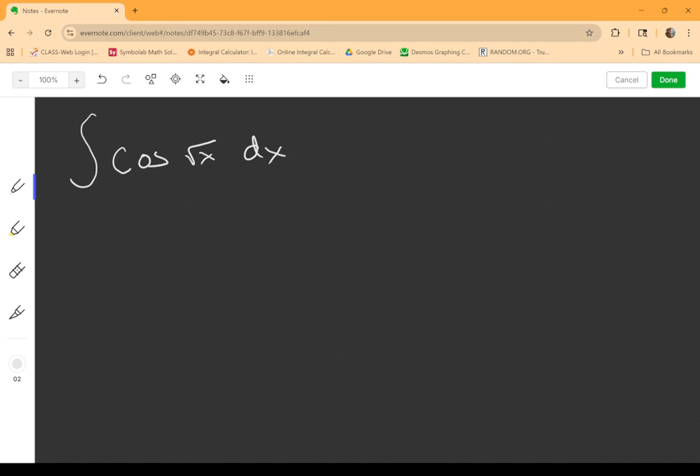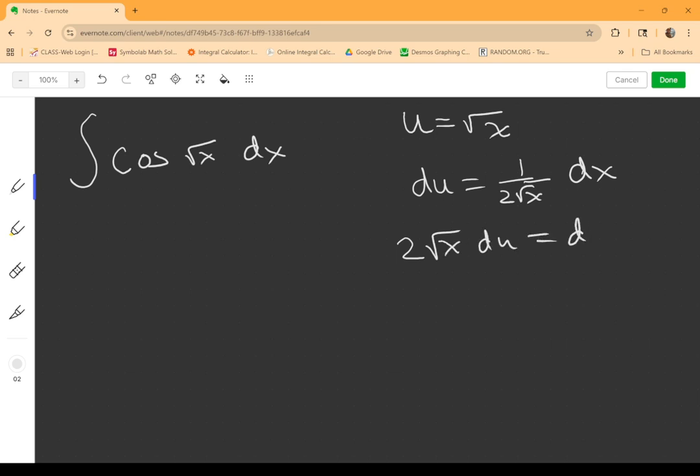So what I'm going to do first is make a substitution. I'm going to let u be the root of x, and that means that du is 1 over 2 root x dx. Or solving for dx, 2 root x du is dx. But again, I don't want x and u together, but I know that I designated root x to be u. So we get 2u du equals dx.